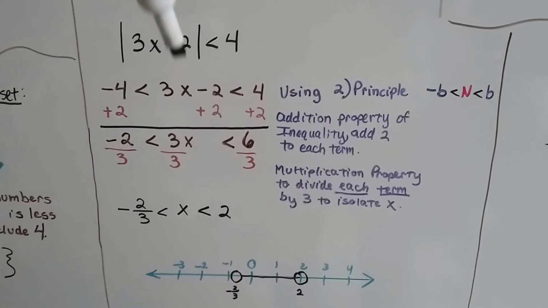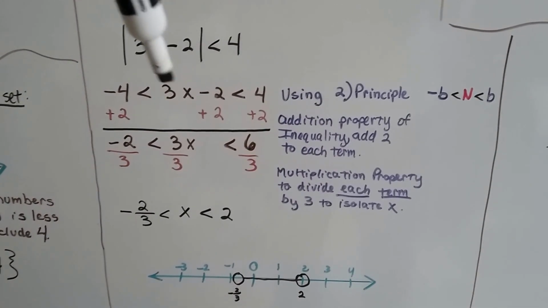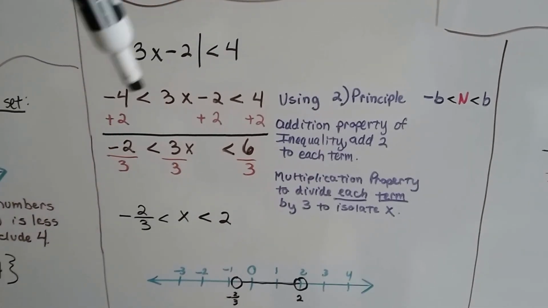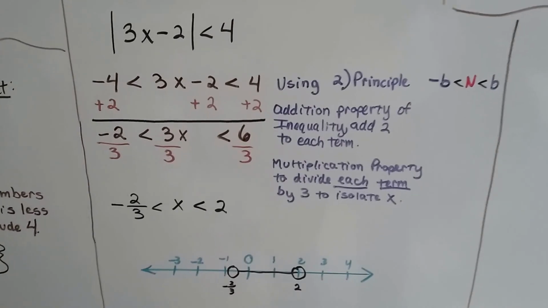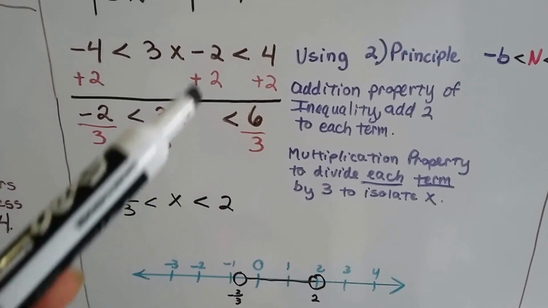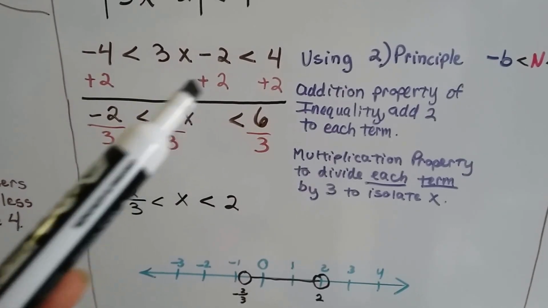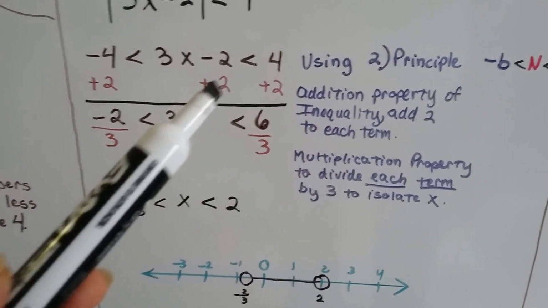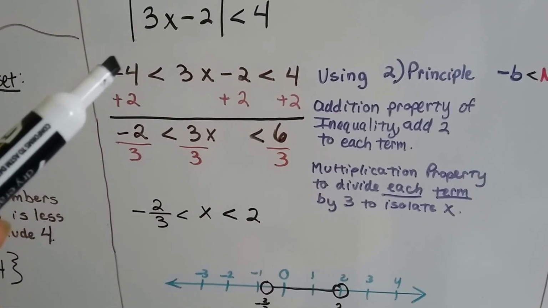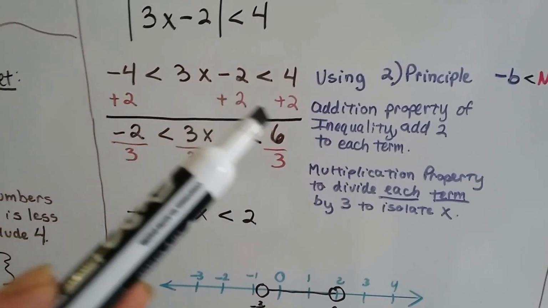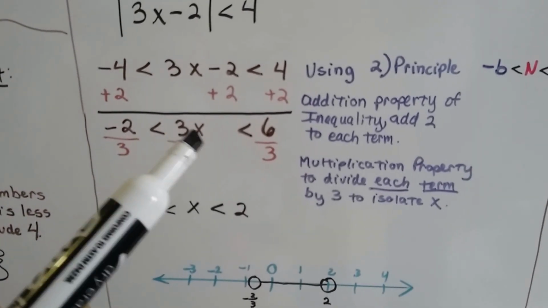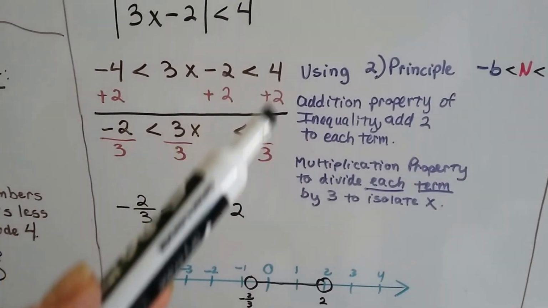We write our 3x minus 2 in the middle here, and we set it so it's greater than a negative 4, but less than the positive. See? Now, what we can do is, with the addition property of inequality, to get rid of this minus 2 right here, we can add 2 to each part of this inequality, to each term. So we add it to the negative 4, we add it to the 3x minus 2, and we add it to the 4. And we get negative 2, we get a 3x because that's eliminated, and we get a 6.